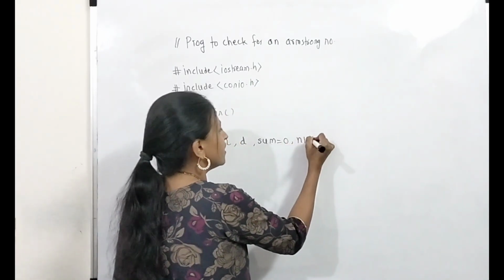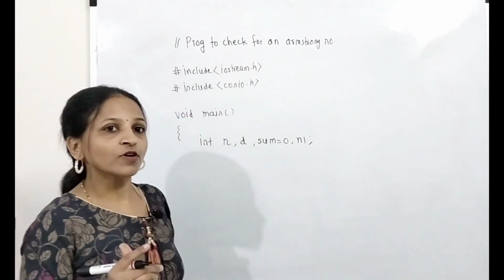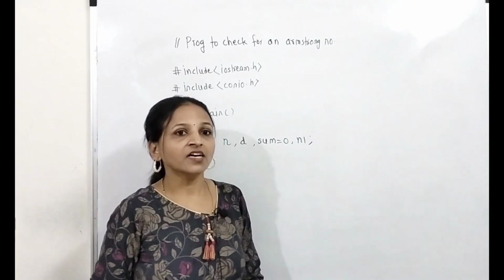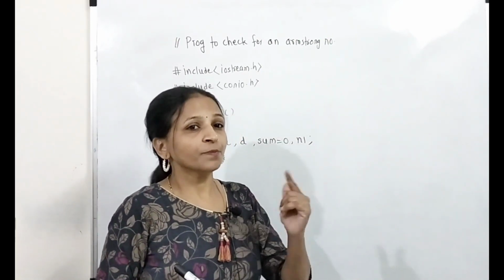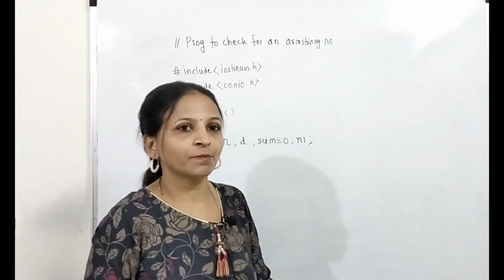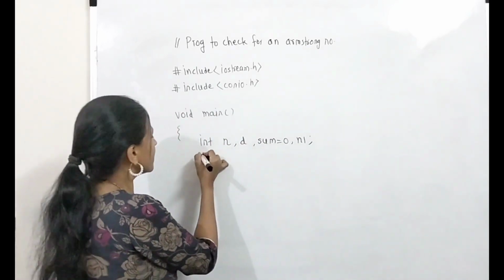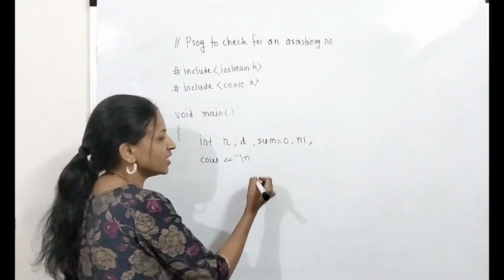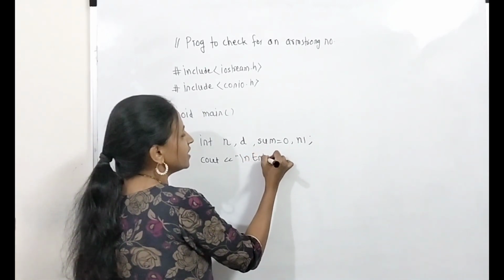Okay, n1. Now first we have to accept the number from the user. Whenever you want to accept anything from the user, before that you have to give a message to the user to enter that number like this. Okay. Now using the cout statement we can do that, \n enter any number.